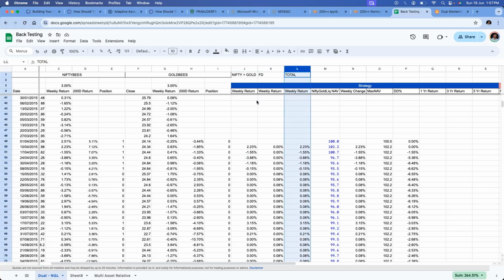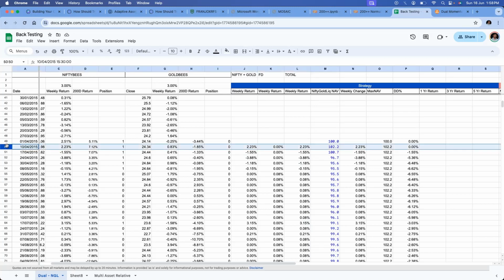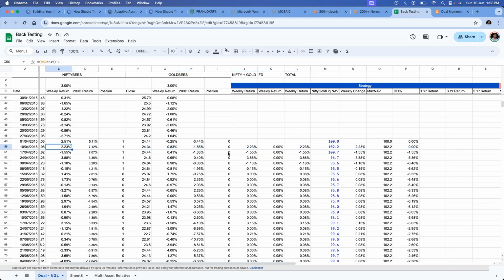We need to first create the weekly returns of gold, which is nothing but a sum product of the position of gold multiplied by the weekly return of gold, plus the position of Nifty multiplied by the weekly return of Nifty. Since these both are complementary in nature, we'll only get the weekly return of the position that we are holding. Now, in this case, since we're holding Nifty Bees for 10th of April, only the weekly returns of Nifty Bees for this week is generated here.